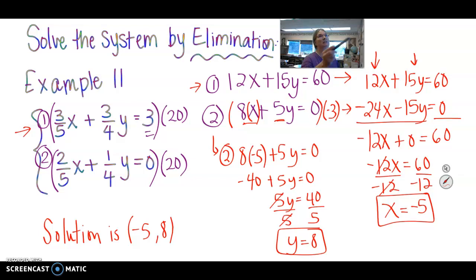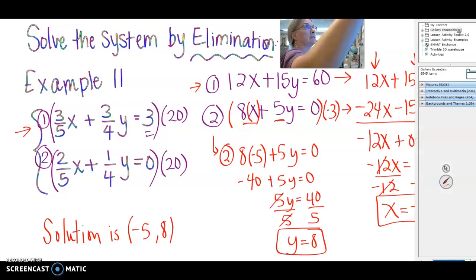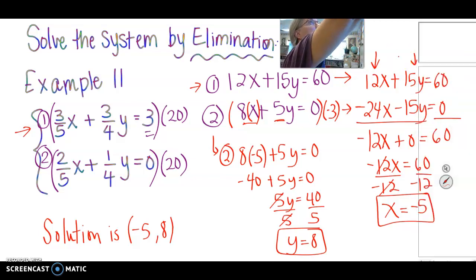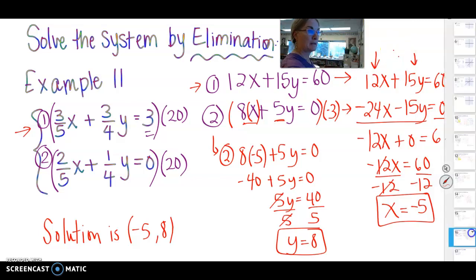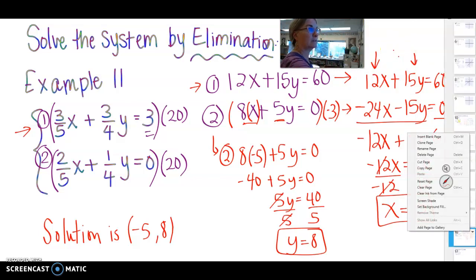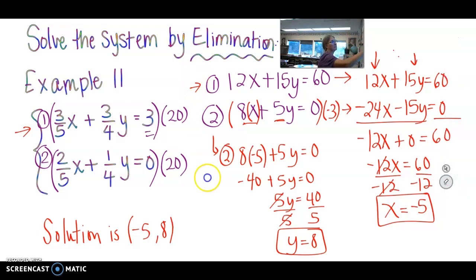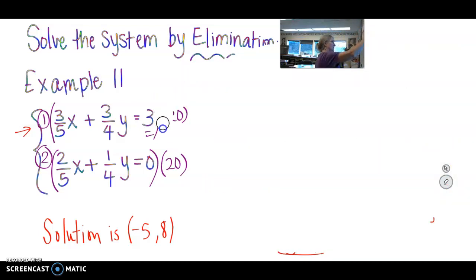So you know what, because it's got all these fractions, I'm going to do that with you guys right now. Oh, hold on a second. I'm going to clone this page so that I can get rid of all this stuff. So I'm going to check it in the original. I could have checked it in the equations where I cleared the fractions, but I'm going to check it in the original because what if I made a mistake when I was clearing the fractions?